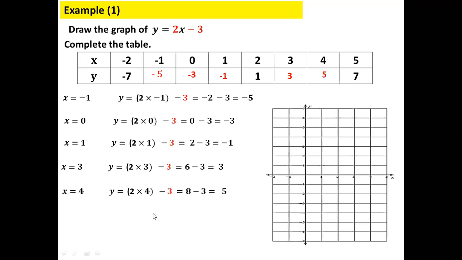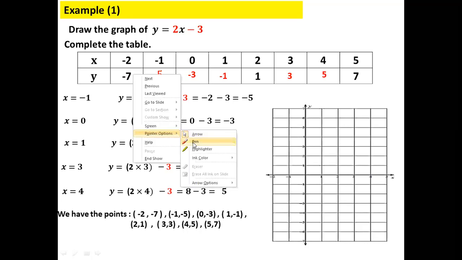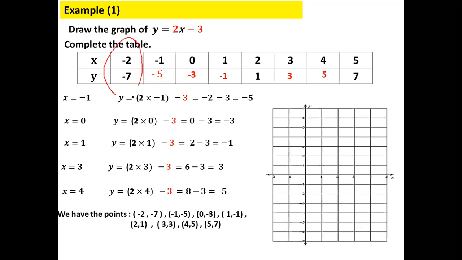Now what do we have? We have points. Each x and y value we consider a coordinate. This is the first point, negative 2, negative 7. I go to the graph and put negative 2, negative 7. The second point is negative 1, negative 5. I label the point and so on. We label the points and then we join them with a straight line. We just drew the graph of the equation 2x minus 3.